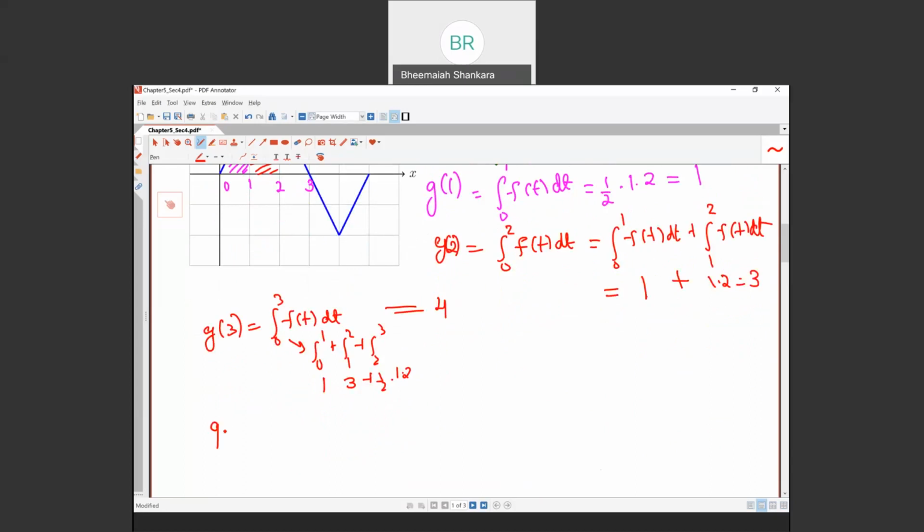Similarly, calculate g of 4, the integral from 0 to 4 of f of t dt, which will be 1 plus 2, and then you have plus 1, the first three divisions, 0 to 1, 1 to 2, 2 to 3. And then you see the area below the x-axis, and it is 2 to 3.